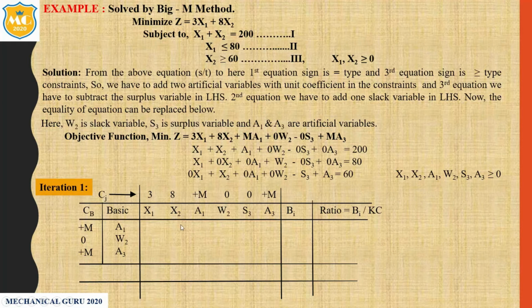Next we have to write down this value by using this equation. So in a first row we have to choose first equation. In that just we have to write down the technological coefficient. Okay, in a first equation here 1, 1, 1, 0, 0, 0 and bi value 200. Similarly for the second 1, 0, 0, 1, 0, 0, 80.